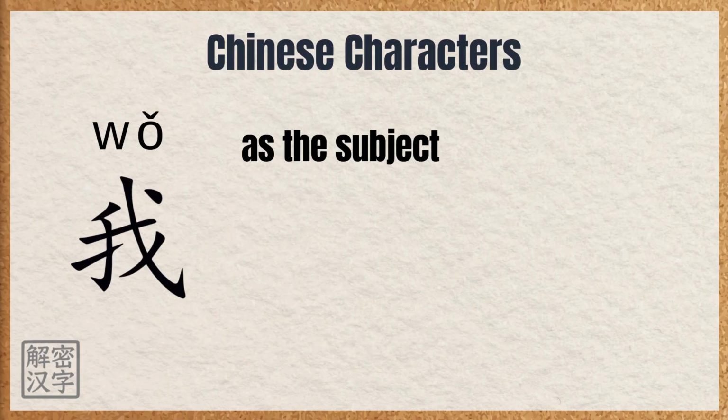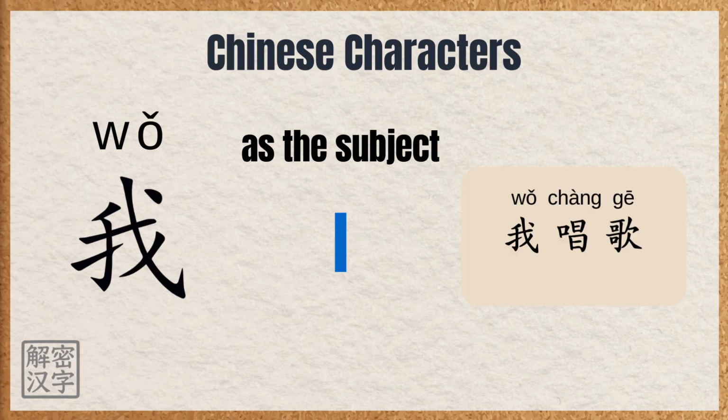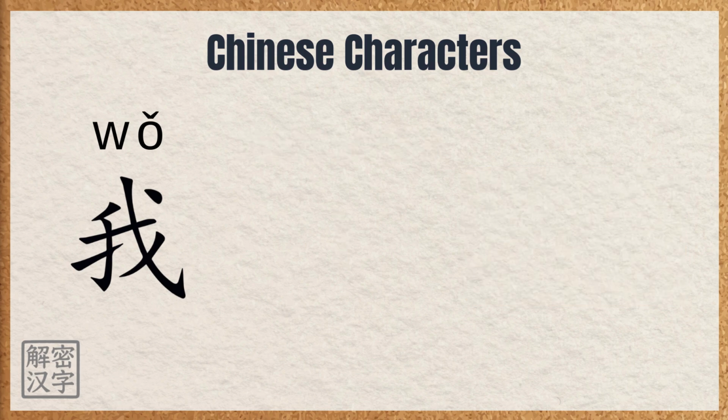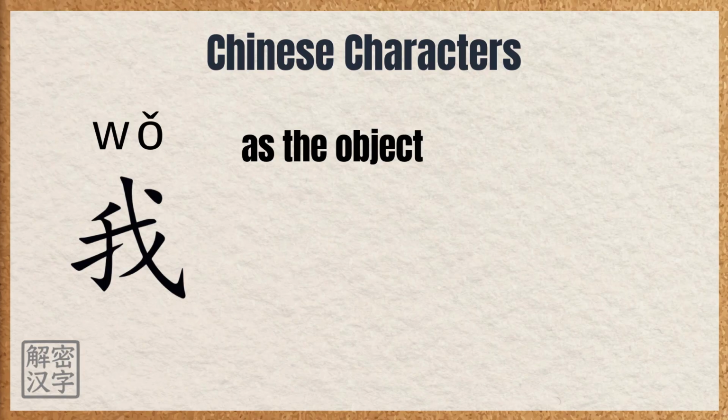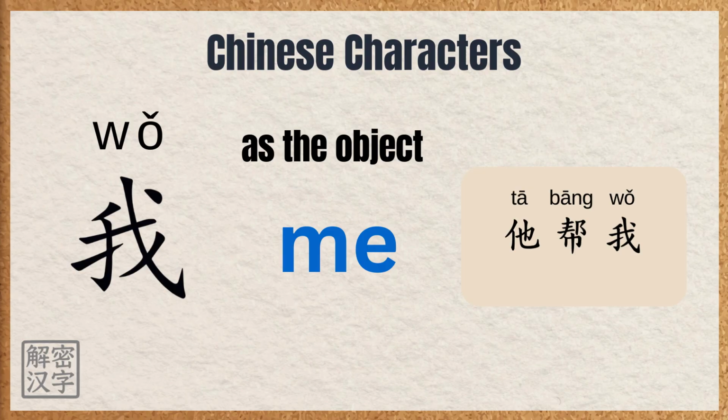First, as the subject, the person doing the action, 我 means I. For example, 我唱歌 means I sing. Next, as the object, the person receiving the action, 我 means me. For example, 他帮我 means he helps me.